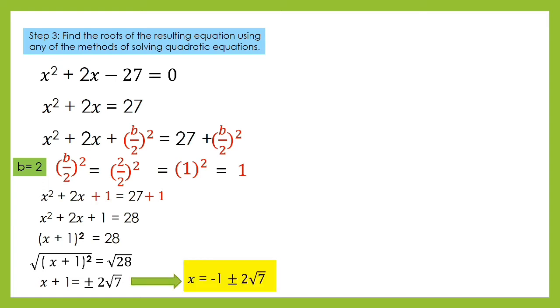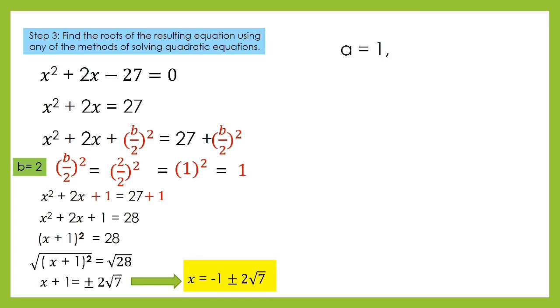And then, we will transpose positive 1. So, lipat natin si positive 1. So, magiging negative 1 na siya. x equals negative 1 plus or minus 2 square root of 7. So, these are the values of x. And these are the roots of our equation.